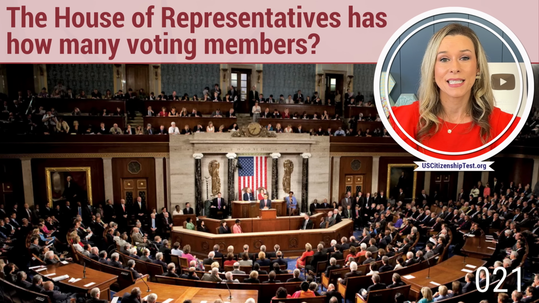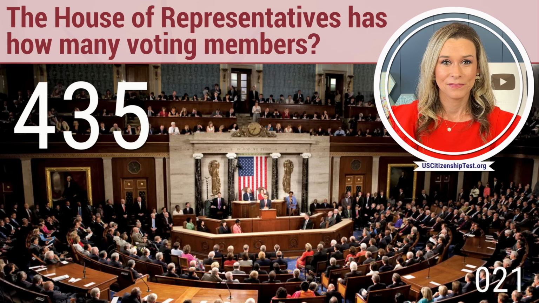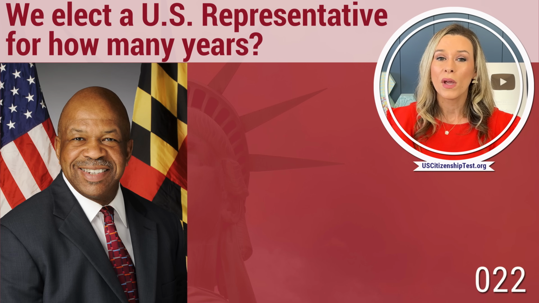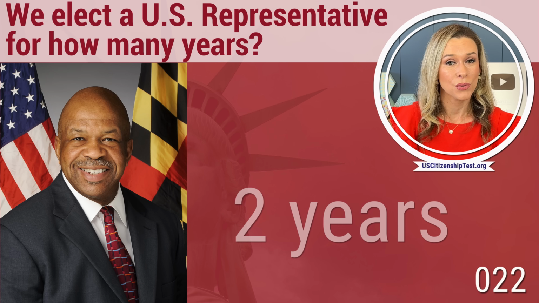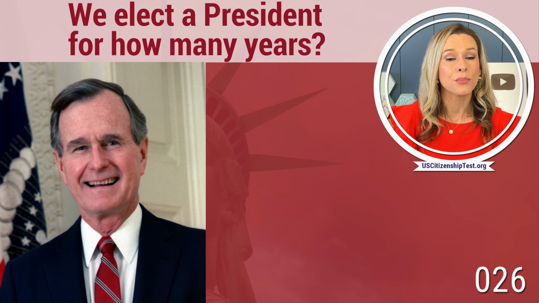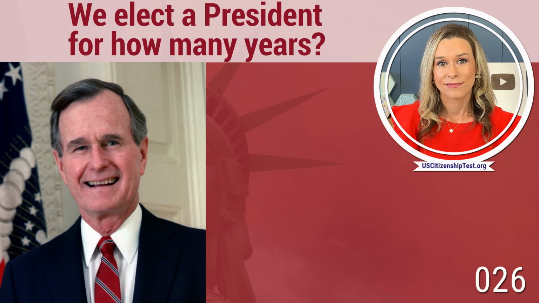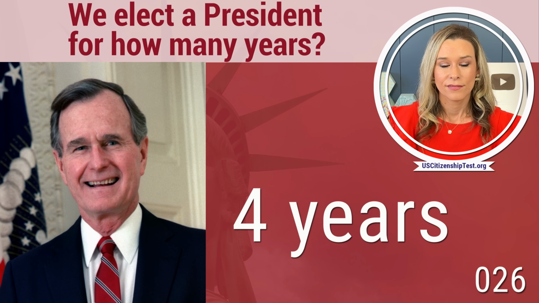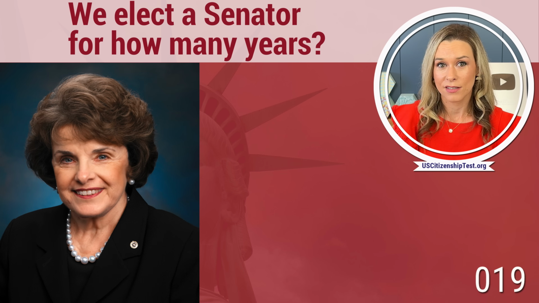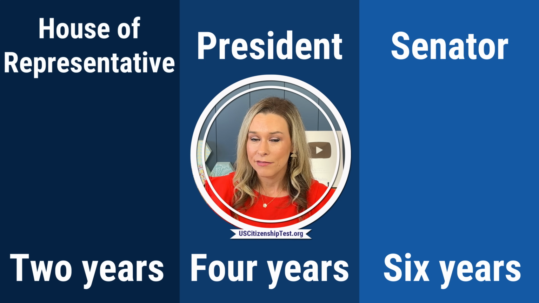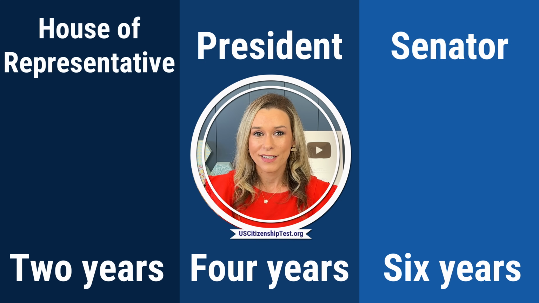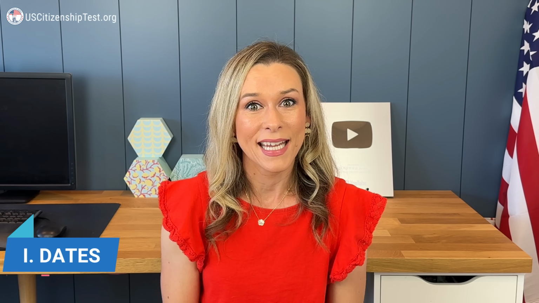The House of Representatives has how many voting members? 435. We elect a U.S. representative for how many years? 2. We elect a president for how many years? 4. We elect a U.S. Senator for how many years? 6. So your U.S. Representative is for 2 years, the President is for 4 years, and your Senators are for 6 years. All right, now let's talk about important dates.